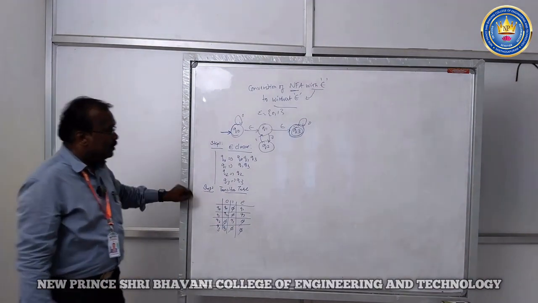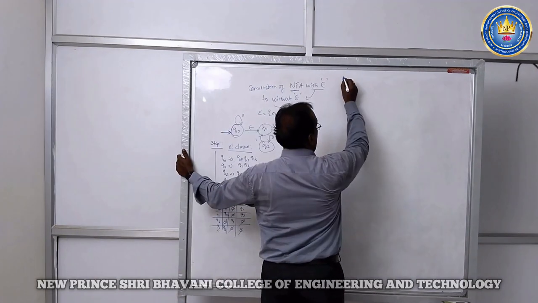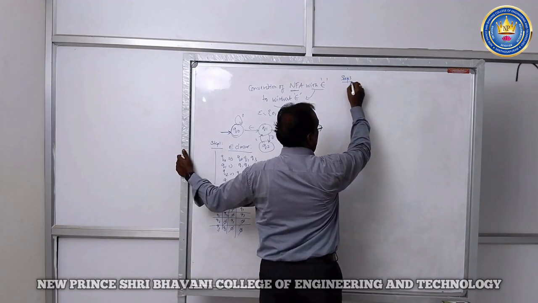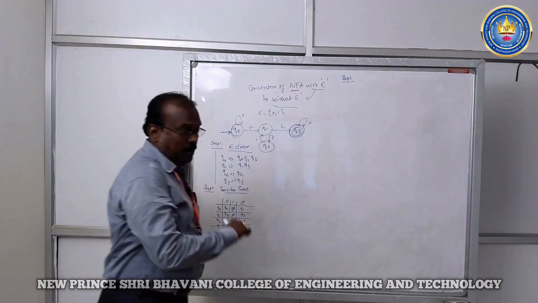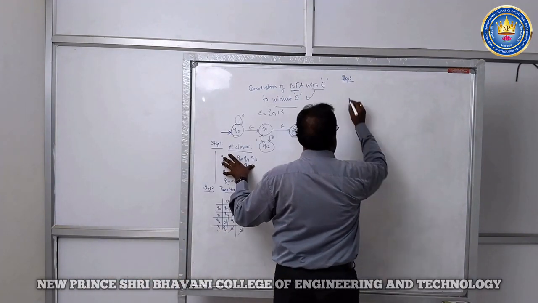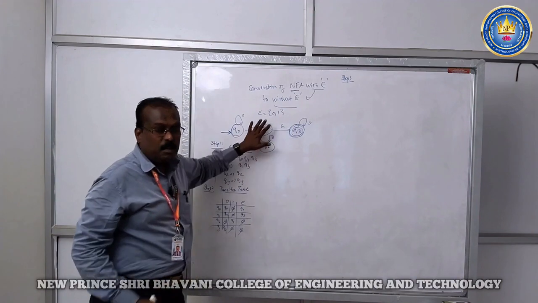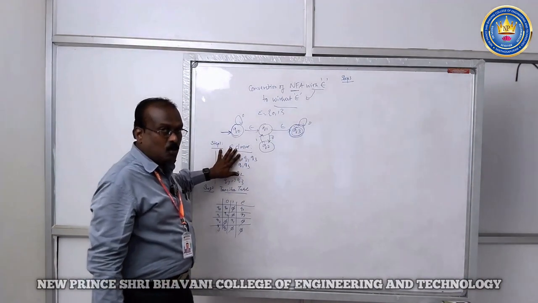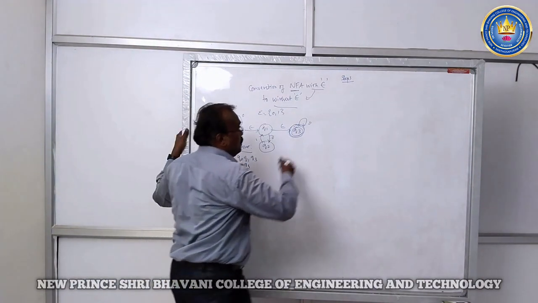This is step number 2. Now step number 3. Step number 3 is, we have to create another table with respect to epsilon closure. So we have to create another table with respect to epsilon closure and this transition table.